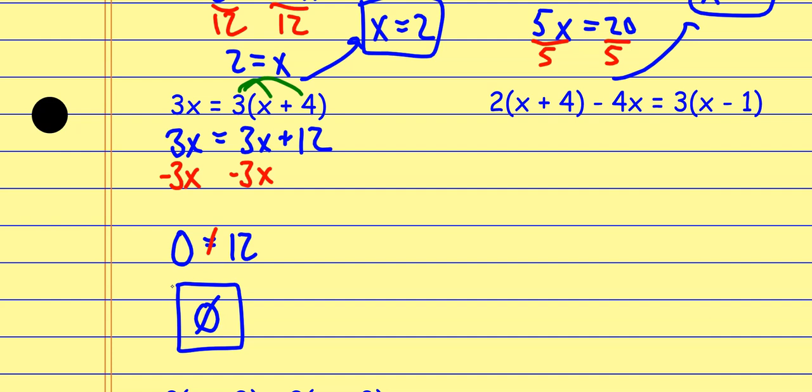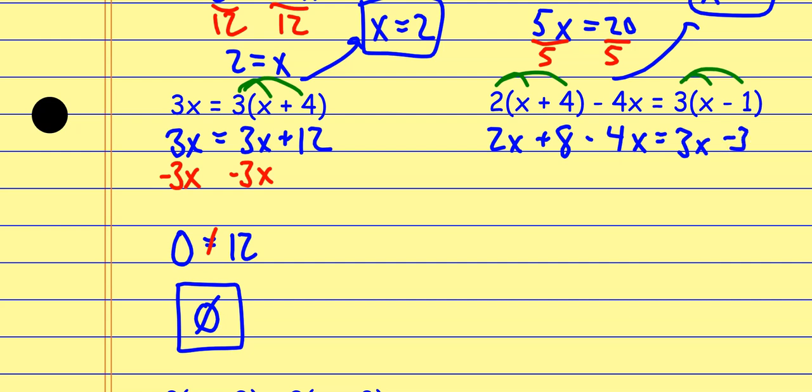Okay. If I look at the next one, again, simplify and then solve. I'm going to simplify by using my distributive property. That gives me 2x plus 8, minus 4x. Over here, I have to use my distributive property. That gives me a 3x and a minus 3.